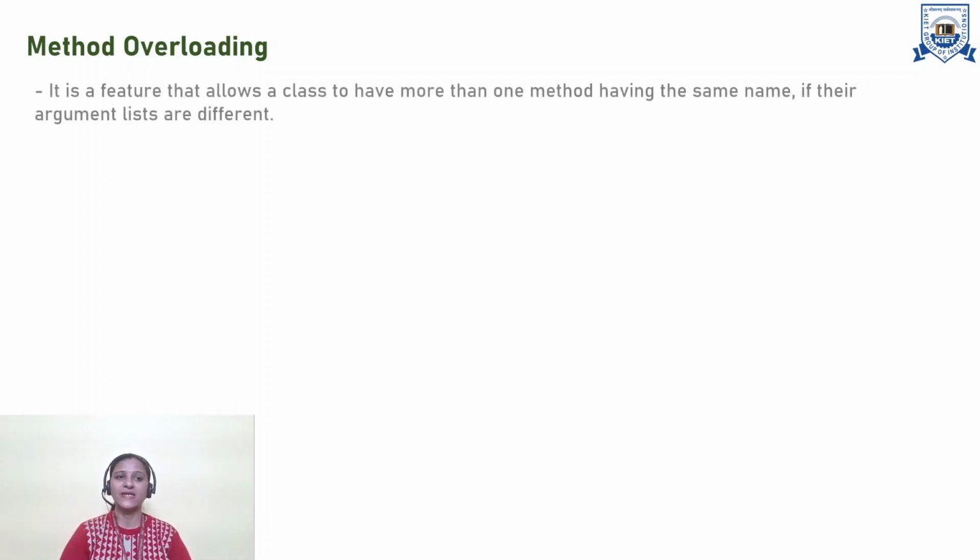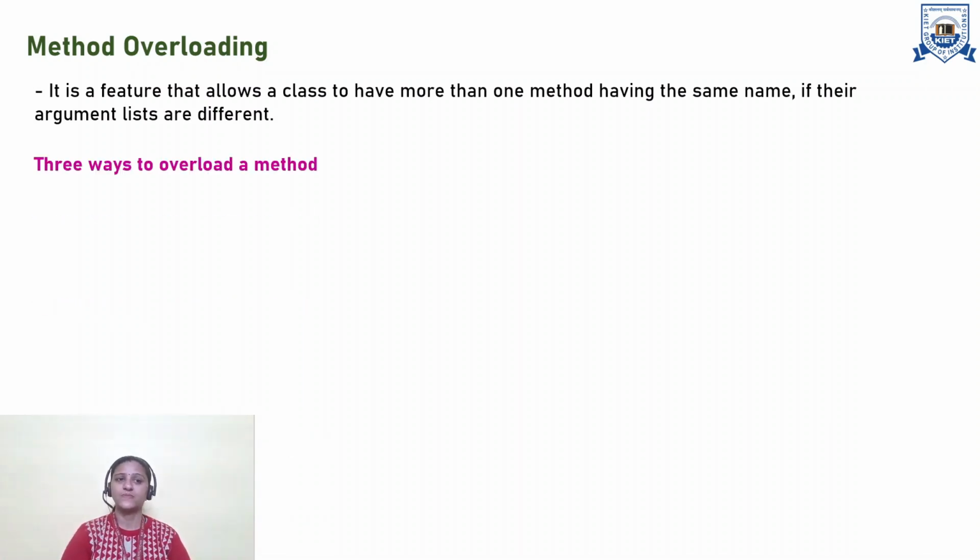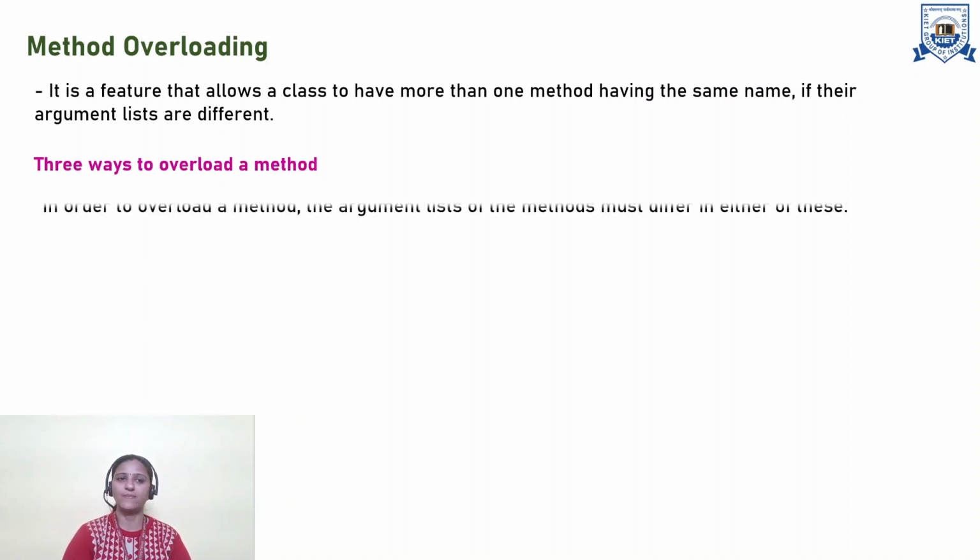Now the next topic is method overloading. So what are the features of method overloading? It is a feature that allows a class to have more than one method having the same name. But it is possible only if their argument lists are different. Three ways to overload a method.